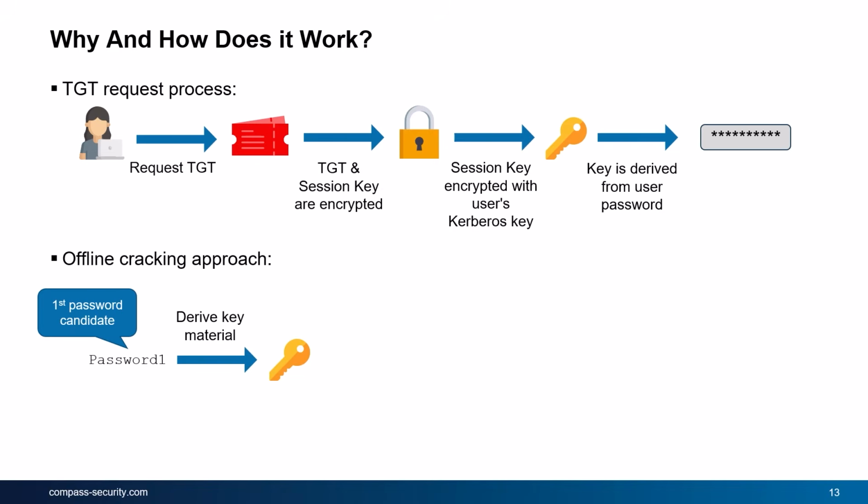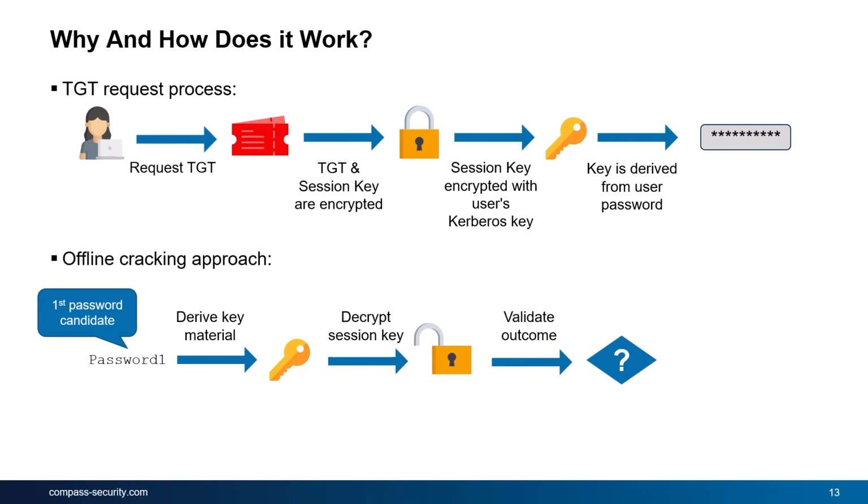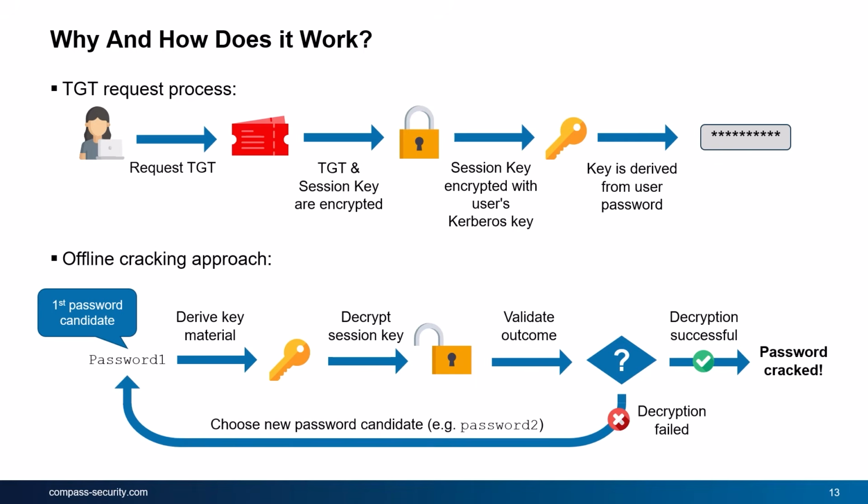So then once we have the key material derived, we attempt to decrypt the session key that we got from our exchange. And then we validate the outcome. If the decryption is successful and we get a valid session key data structure, we have indeed cracked the password, so we have taken the right password candidate. And if the decryption fails, so we get garbled information, we simply choose a new password like password 2 and repeat the process over and over until we either run out of time or we find the right password.